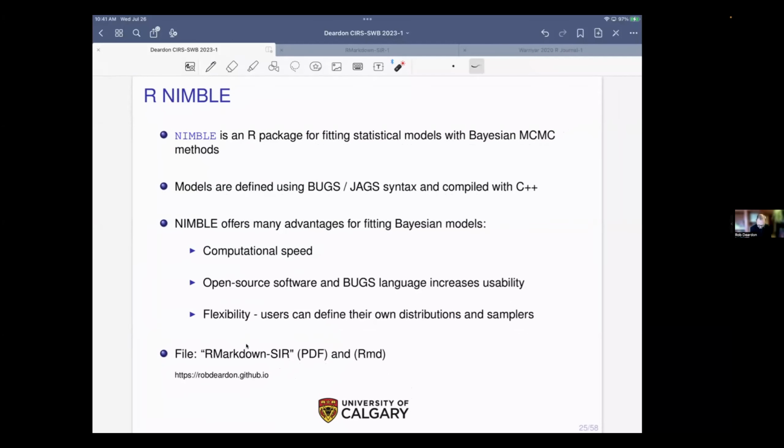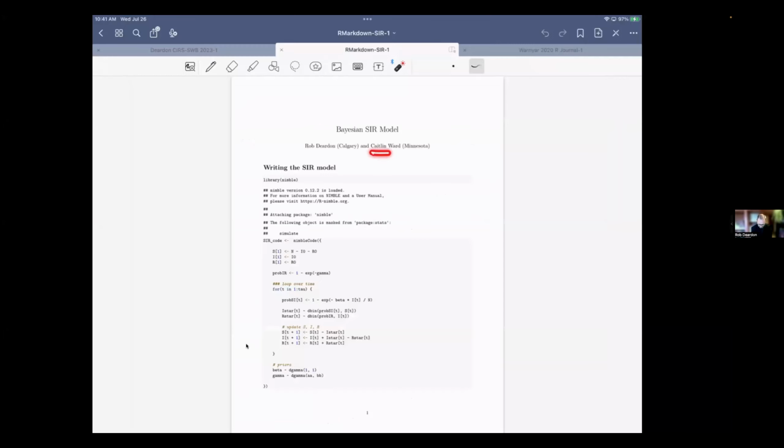Oh, I should have said. Caitlin Ward, who's now at Minnesota, but was a postdoc of Alex and mine, she actually coded most of this up. So really those author names should be reversed. I mean, I did make some changes, but Caitlin did most of the work, learning how to code these things up in Nimble. Okay, so she needs a big dose of credit there.